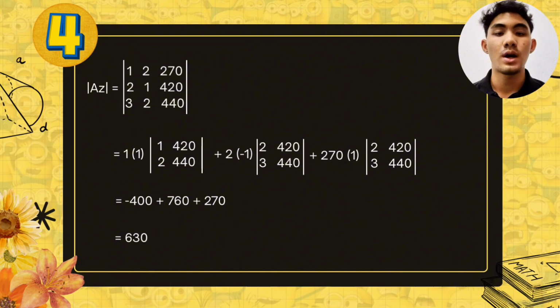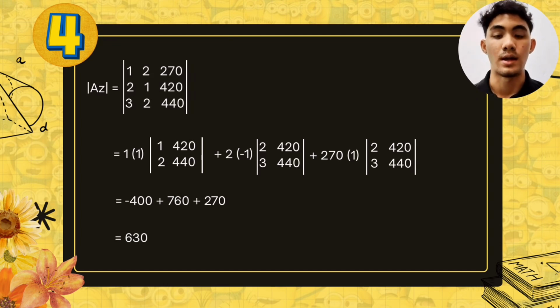Next, I will calculate the determinant of AZ. First, we need to write the matrix for AZ, which consists of the original coefficients, but with the Z column replaced by the constant values, as you can see on the screen. There is 270, 420, and 440.